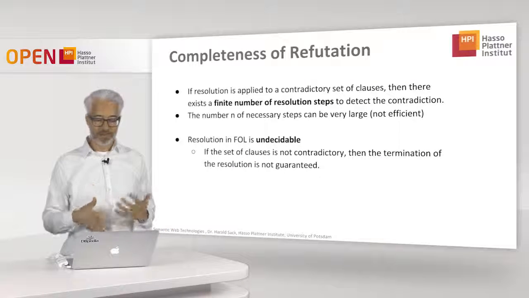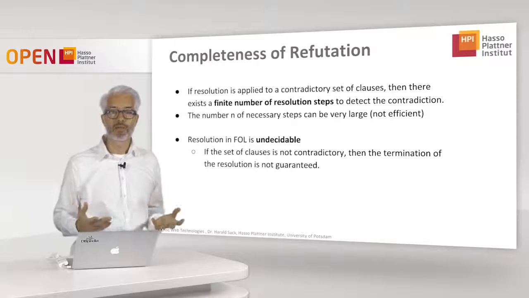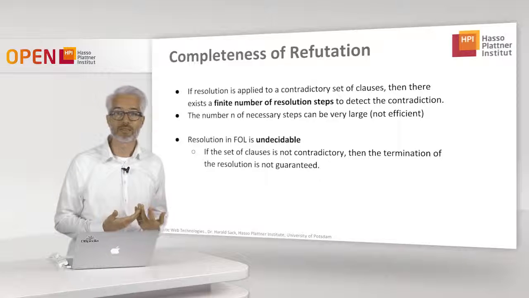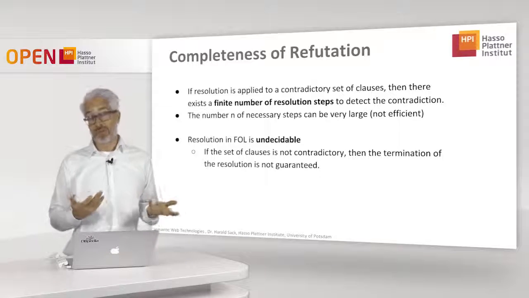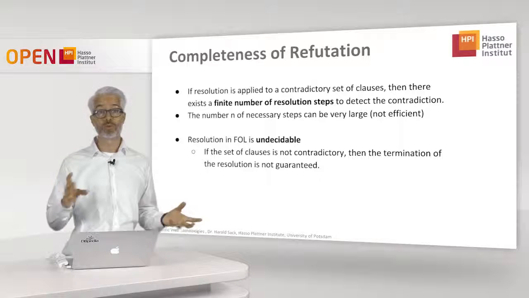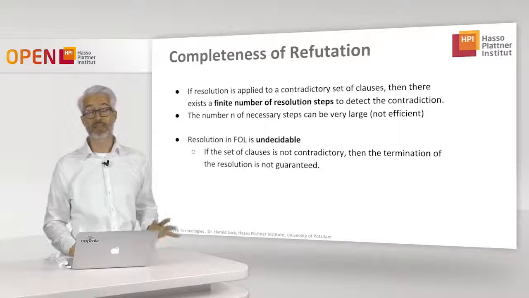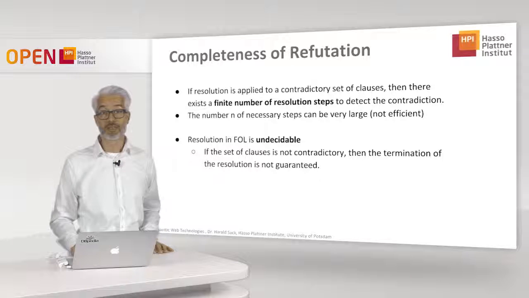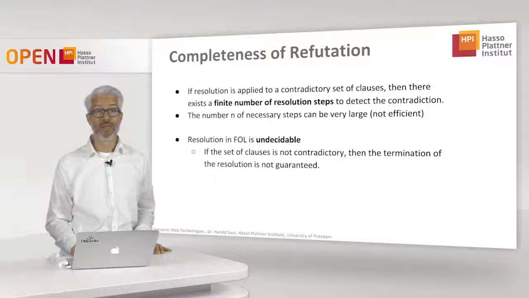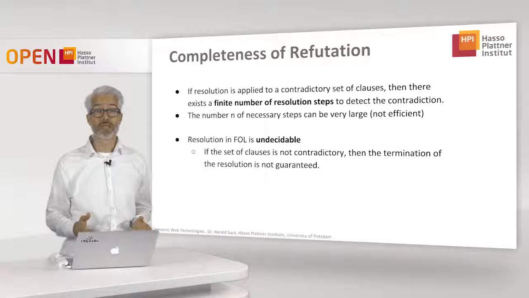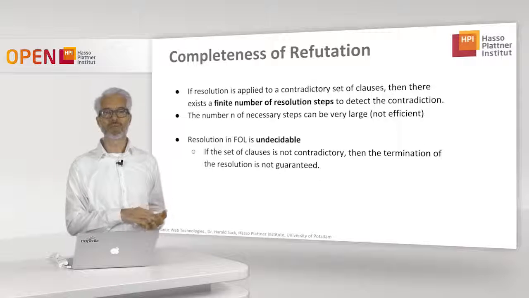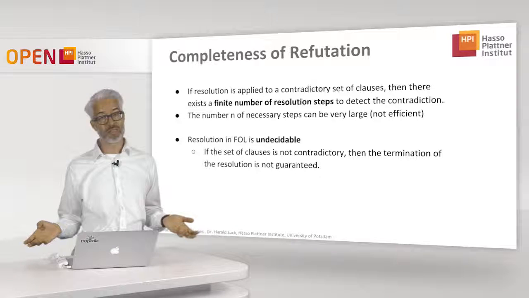In general, if resolution is applied to a contradictory set of clauses, then there exists a finite number of resolution steps to detect the contradiction. The number, of course, can be quite large, and there is not a given order in which you have to apply this to make a proof which is as short as possible. So this is a little bit difficult and a little bit random. You have to choose which resolution steps to take to get to an end. The point is, in first order logic, resolution is undecidable. It means if the set of clauses is not contradictory, then the termination of the resolution is not always guaranteed.